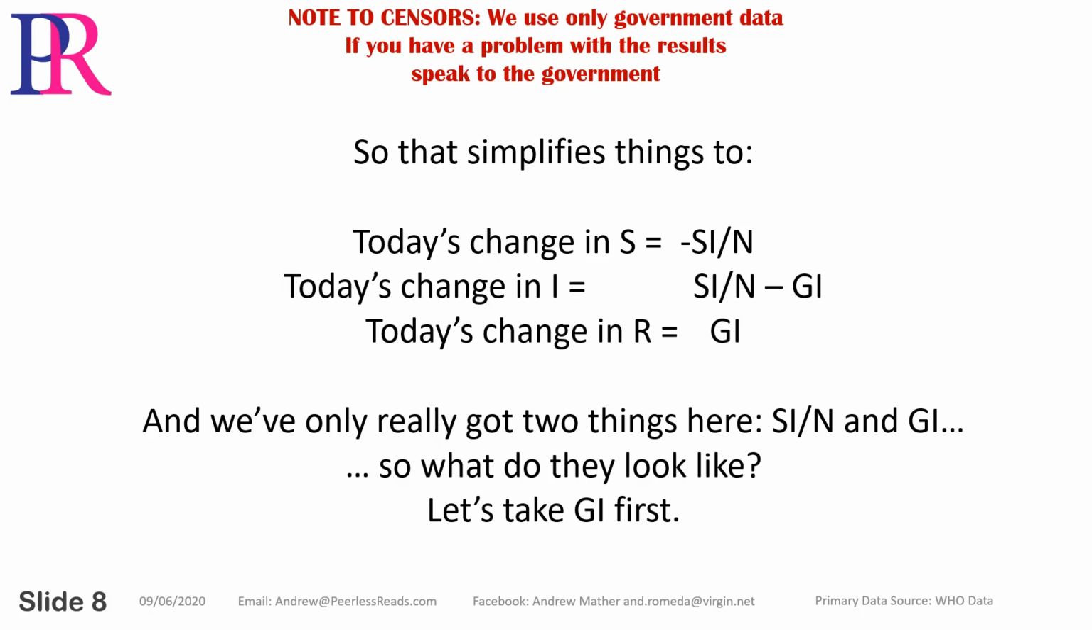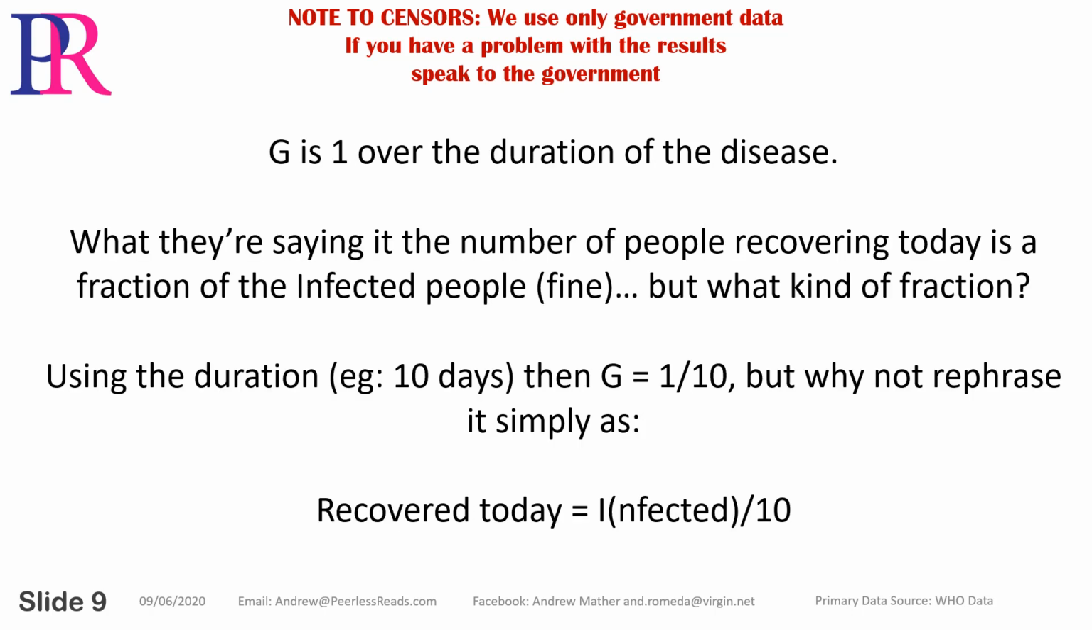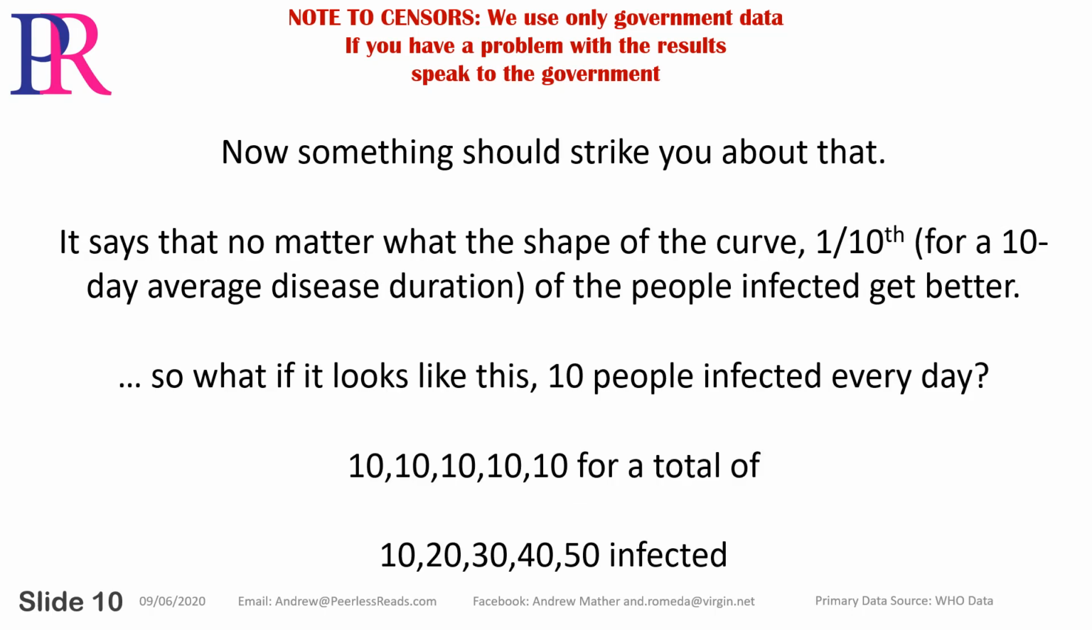Let's take gI first. g is 1 over the duration of the disease. What they're saying is the number of people recovering today is a fraction of the infected people. Fine. But what kind of fraction? Using the duration, e.g. 10 days, then g equals 1 over 10. But why not rephrase it simply as recovered today equals infected divided by 10? Now something should strike you about that. It says that no matter what the shape of the curve, 1/10 for a 10-day average disease duration of the people infected get better. So what if it looks like this?